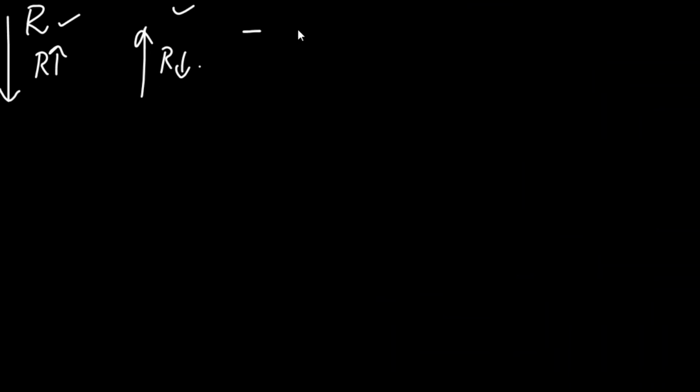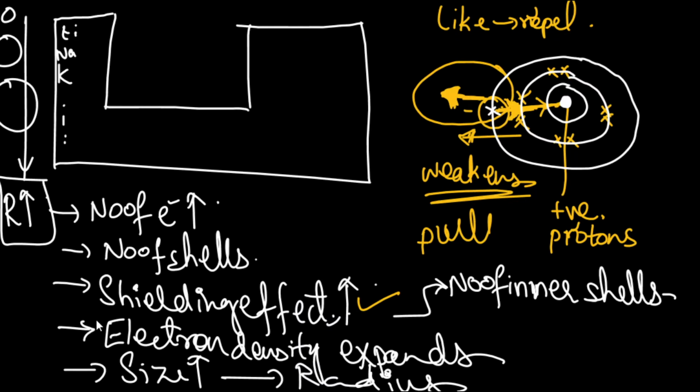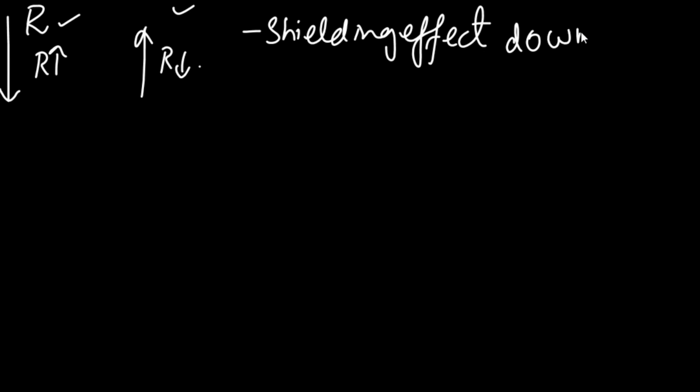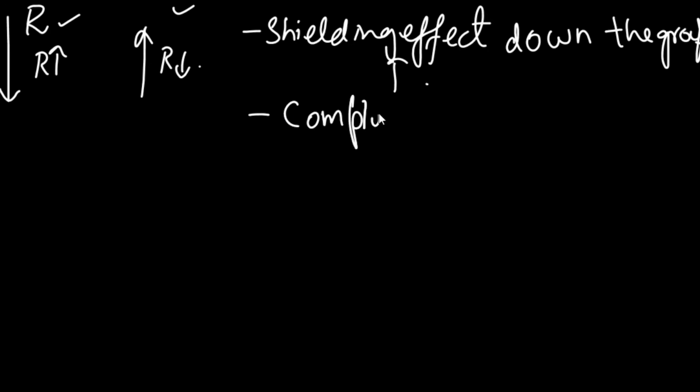Then the third MCQ is the shielding effect. What happens to the shielding effect as you go down the group? The shielding effect also increases. Shielding effect down the group increases. And why does the shielding effect actually increase? It's because of the complete inner shell electrons.